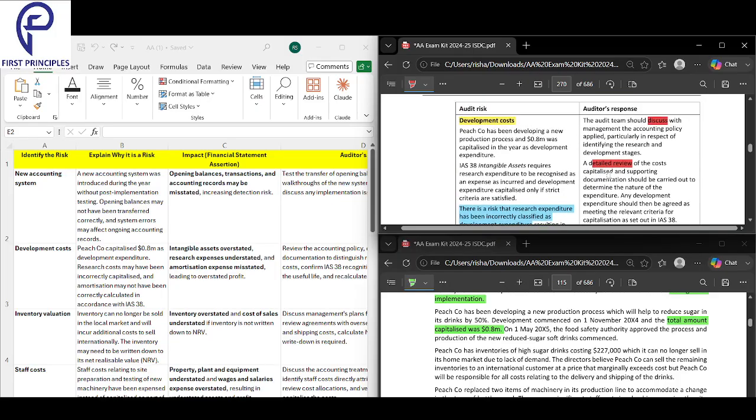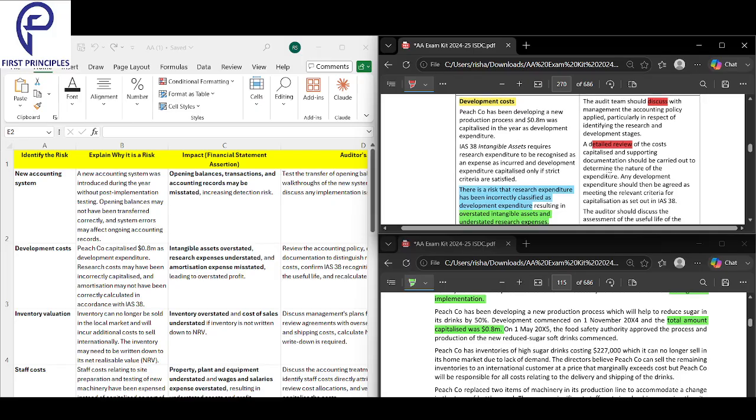That is about amortization, we'll get to that. But this is the first risk about development cost. All the costs should not be capitalized. Some costs you can capitalize, some you should not. What these guys have done is that the full cost they have capitalized. So that is why it is a risk. As a result, your assets are looking bigger. By mistake, or purposely just to make the assets look good, they have capitalized. That is your impact: your intangible assets are overstated and your research expenses are understated.